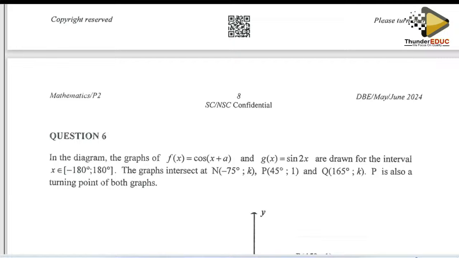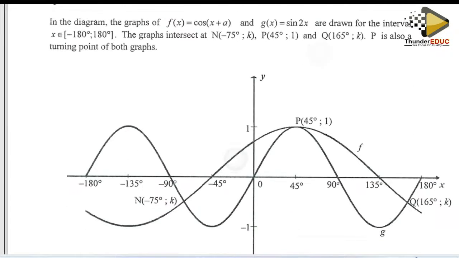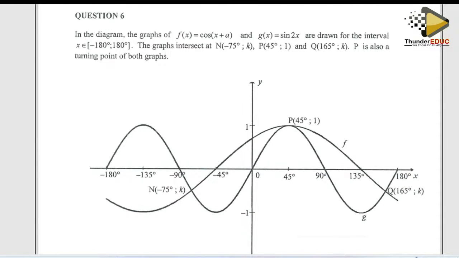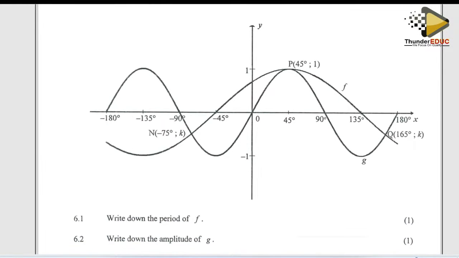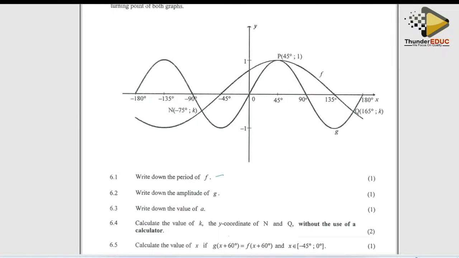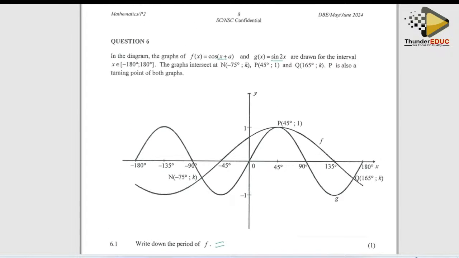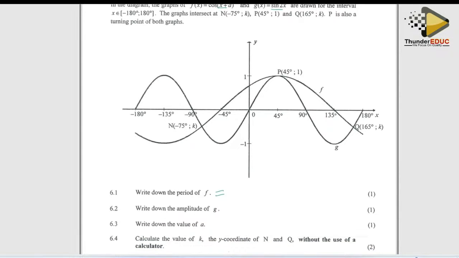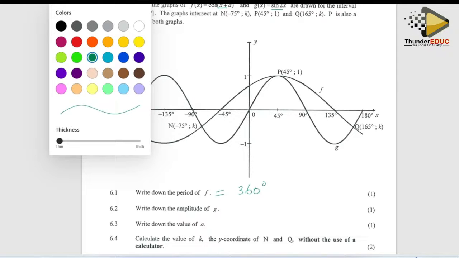Okay. Question number 6. The trig graphs. They're telling us that in the diagram, the graphs f of x is this, and then g of x is that. They are drawn within that interval, this and that and that. We have the turning points. Okay. Write down the period of f. So the period of f, for a sine and a cos, the period is always 360. So in that case, my answer is just going to be 360 degrees.